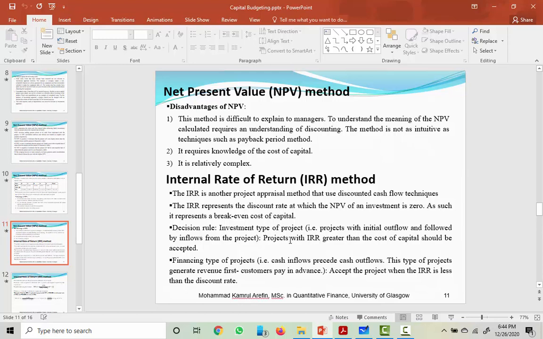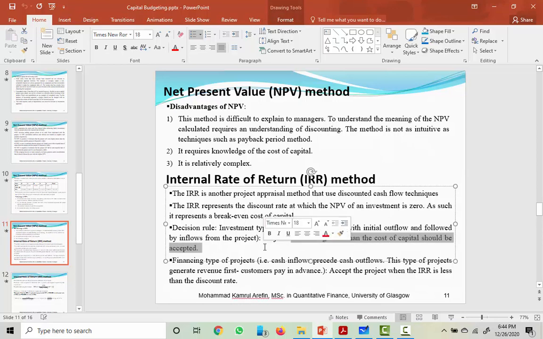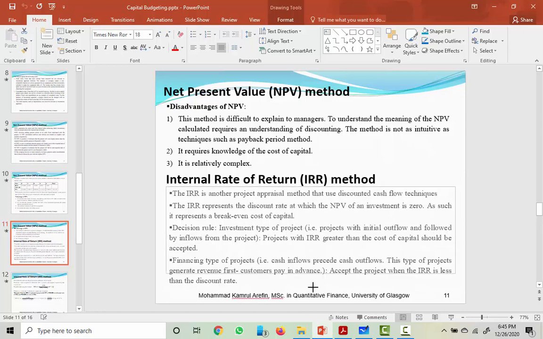I will repeat again. An investment type of project is a project that requires some initial investment. Initially you need to make a lump sum investment for the project to start, and then you may get some net inflows in future. For an investment type of project, projects with IRR greater than the cost of capital, required return or hurdle rate should be accepted. I will explain it in detail later.